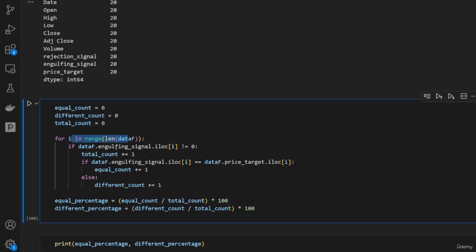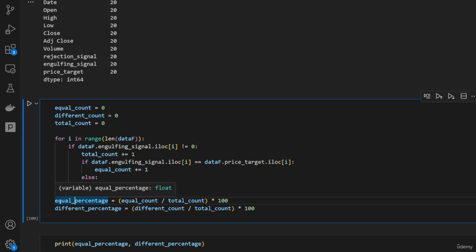So for all the data frame, we're checking the engulfing signal of the current candle. If it's different than 0, so we have a signal, we're counting the whole set of signals. So in this case, total count is basically the total number of signals. If the engulfing signal of the current candle is equal to the price target, so that's a true positive, that's a good one, so we're incrementing the equal count by 1. Otherwise, if they are different, then it's a false signal, and we're incrementing the different count.